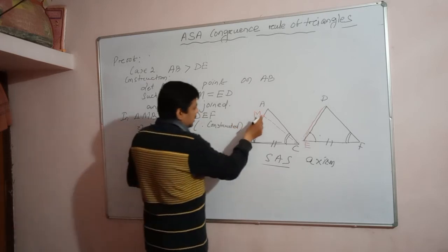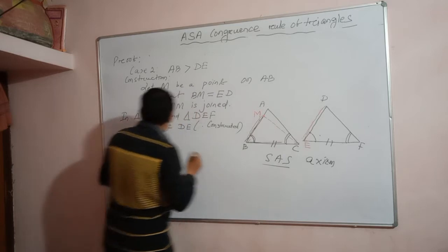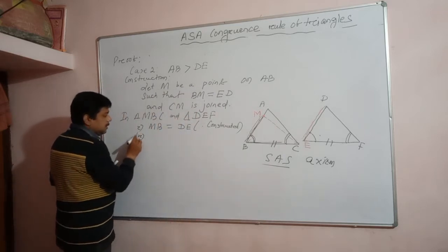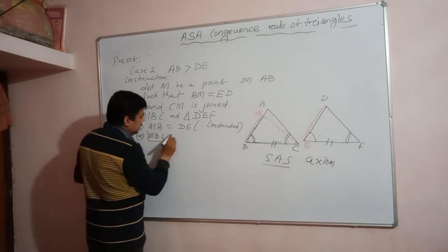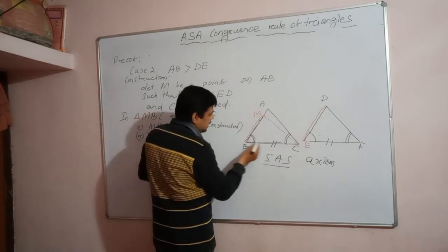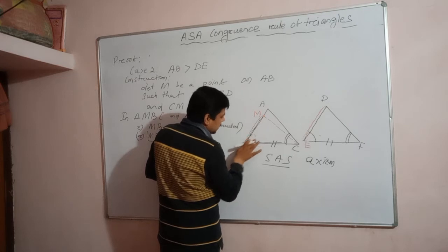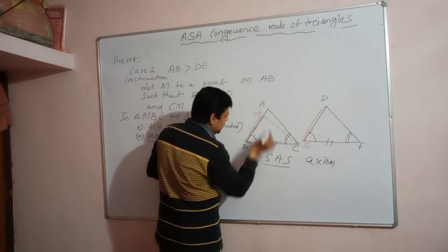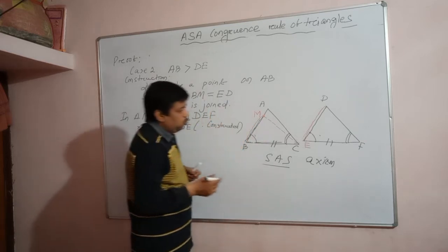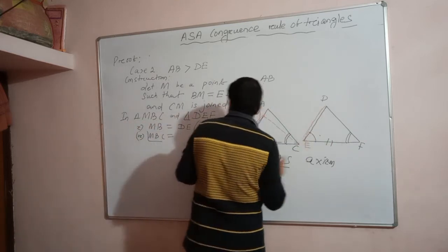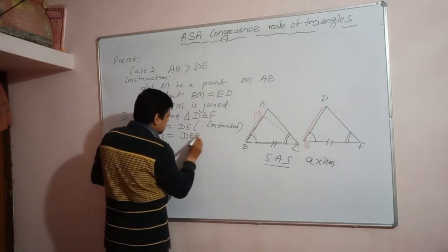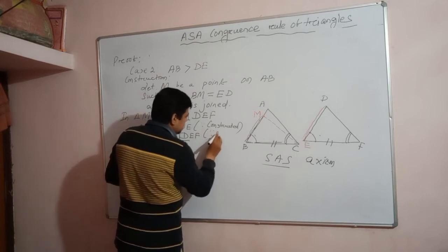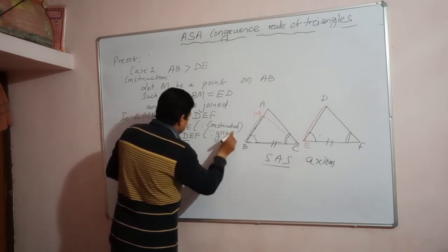MB is equal to DE. We have taken construction. Second bit is that the MBC angle, this angle, MBC angle is equal to DEF angle. This is given.